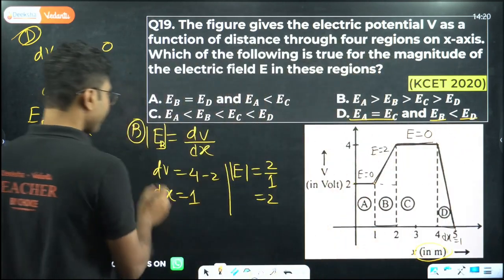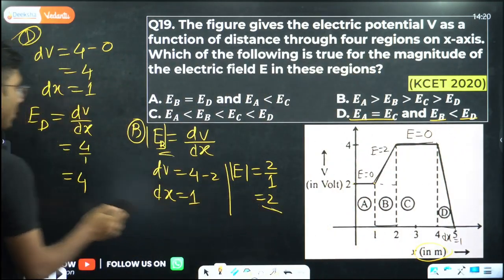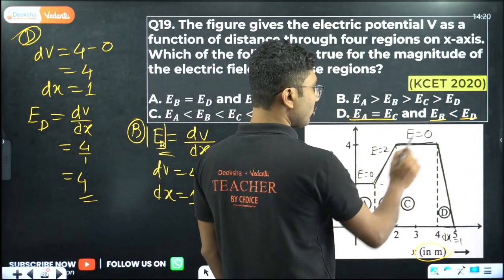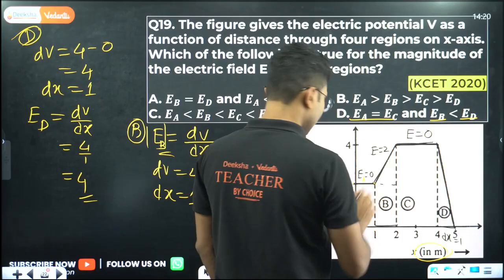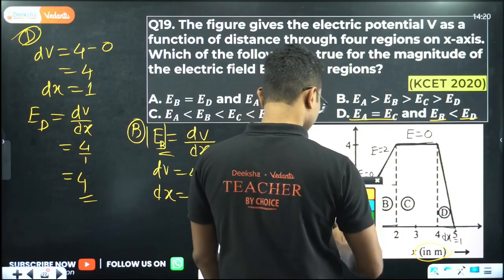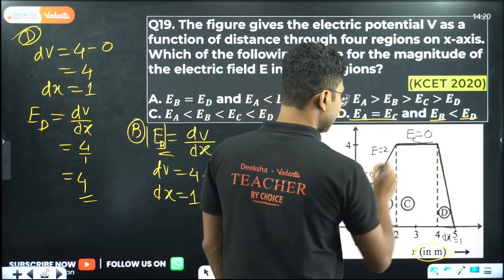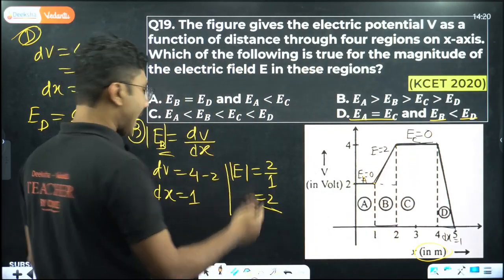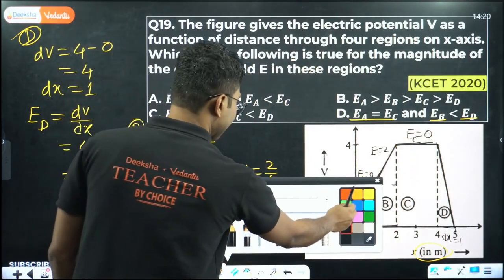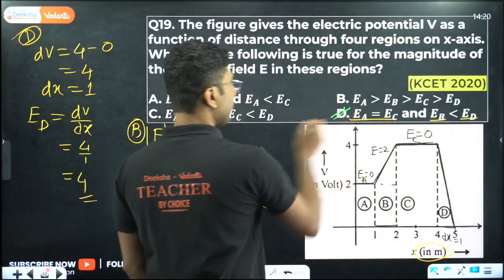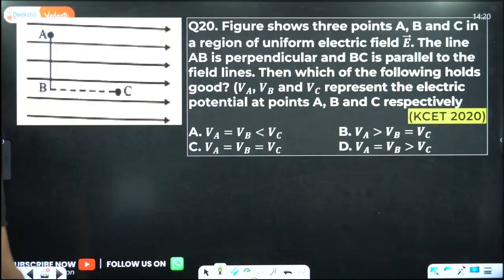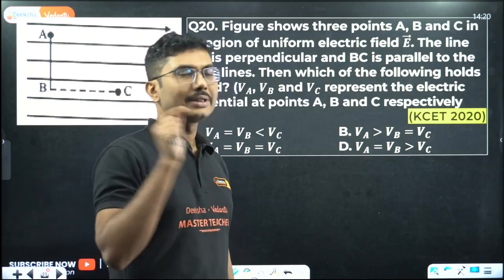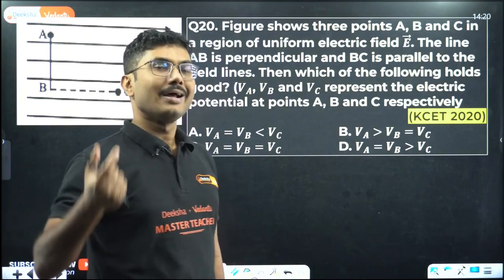So EB is smaller than ED. EA equals EC because both of them are 0. This is EA. Let me change the color. This is EC, this is EA. So EA and EC both are 0, so they are equal, and EB is smaller than that of ED. That means the correct answer is option D, right? Think about this question, you will understand. If you are not getting it, pause this, listen to this again, then it will be clear.